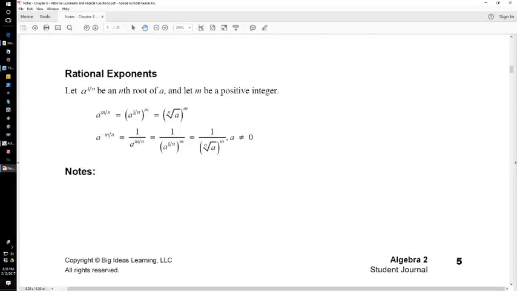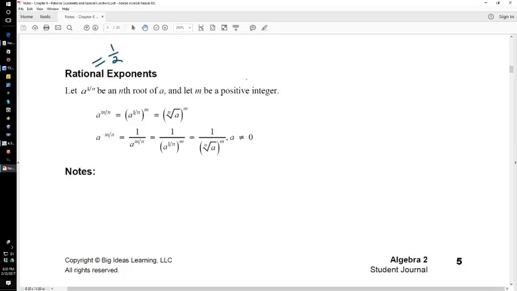Okay, this is Chapter 6, Section 1 in Algebra 2. Chapter 6 is all about radical equations, so square roots. And we're going to start off with a lesson about rational exponents. Basically, a rational exponent is an exponent that is a fraction. Remember, rational equals fraction.